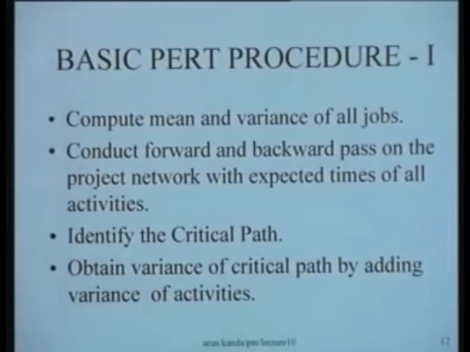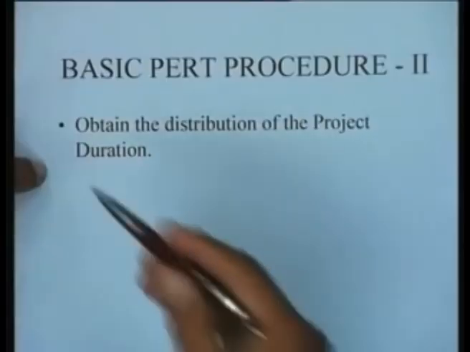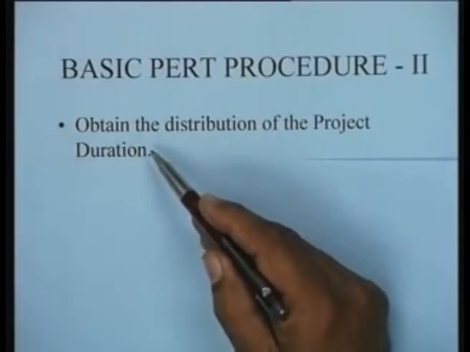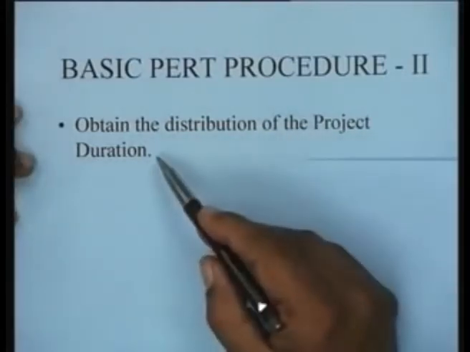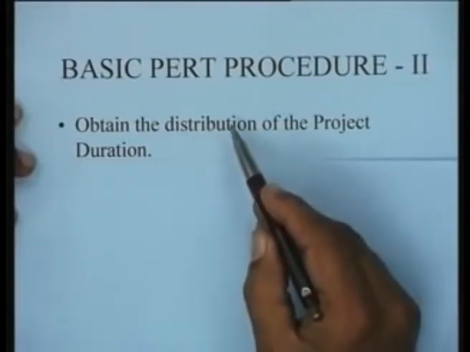So having done this, we are now in a position to compute the distribution of the project completion time, because that is the primary output from the whole exercise of PERT. So what we do is we then obtain the distribution of the project duration, and the project duration is in fact normally distributed with mean equal to the sum of the means and variance equal to the sum of the variances of the activities that lie on the critical path.